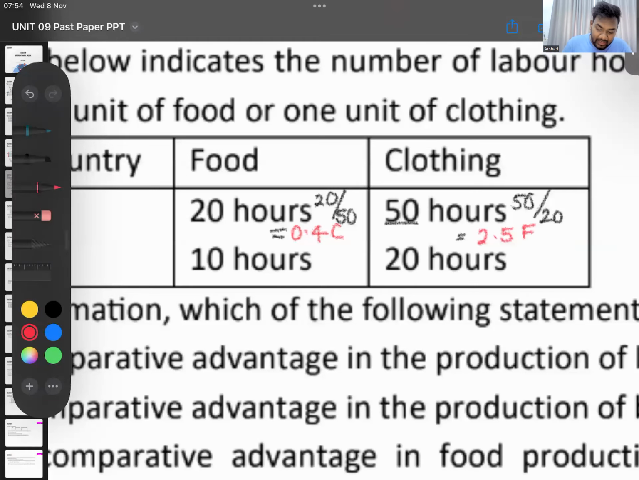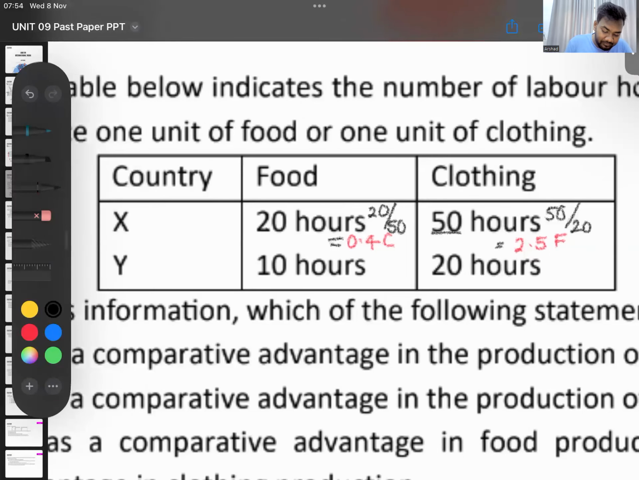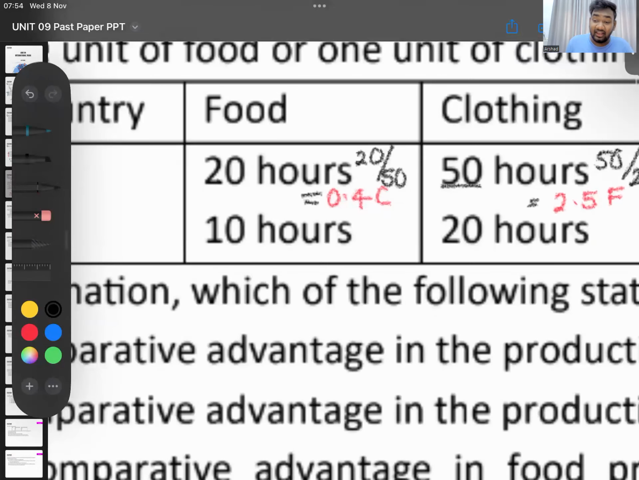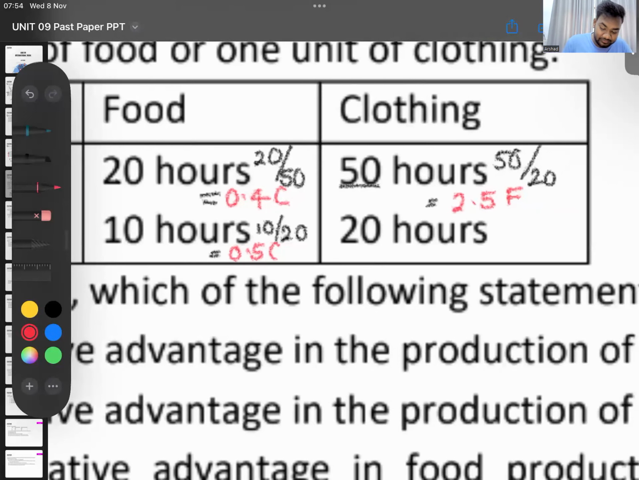Right. Then look for country Y. How do you find it? Shortcut: simply 10 divided by 20. How much do you get? 0.5. Then clothing, 20 divided by 10, you get 2 units of food.